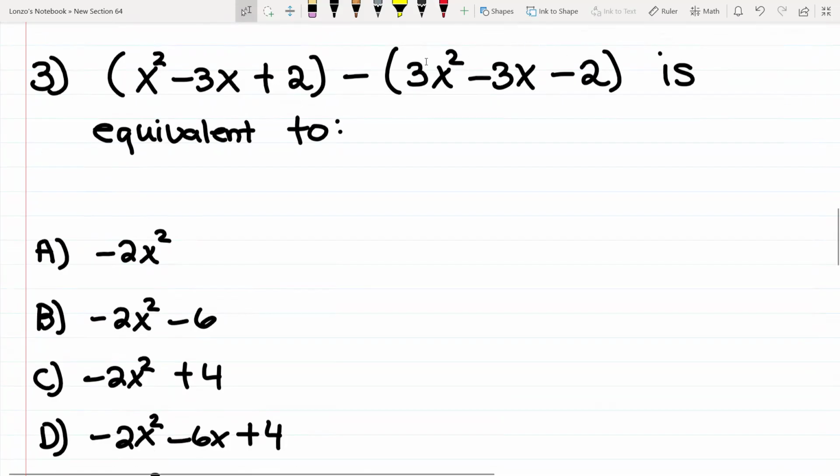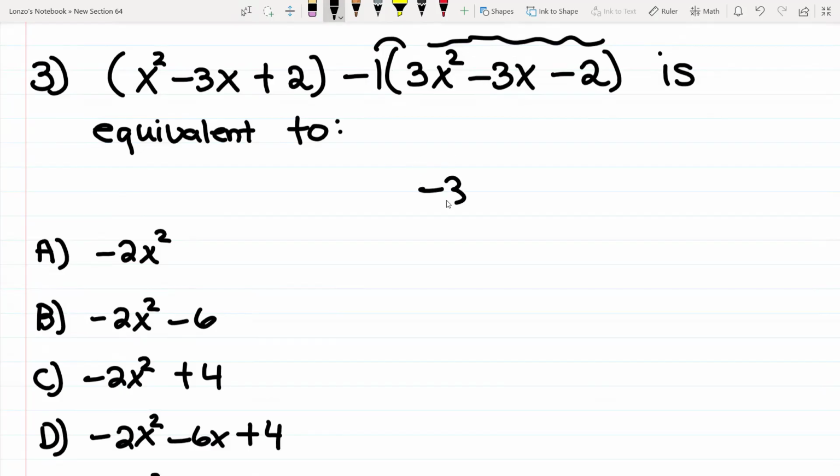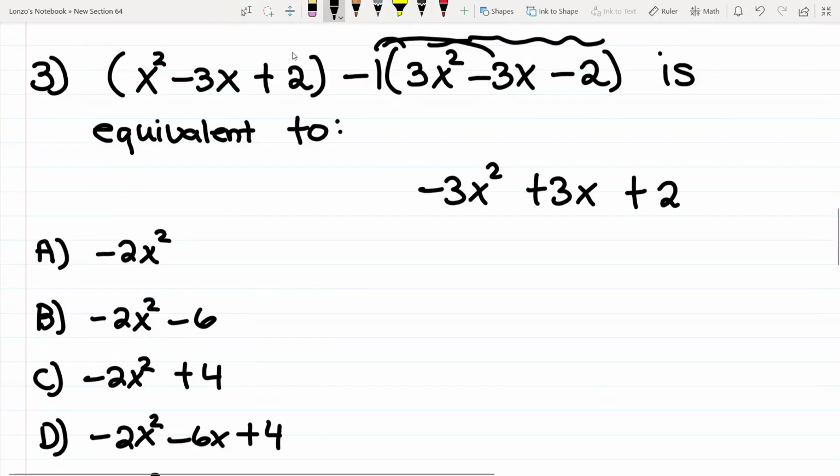It's the same thing here. You can't combine these because they're different powers, right? So all you got to do is you see this minus, it's like an invisible negative 1. So what you got to do is distribute this negative 1. So this is going to be negative 3x squared. Negative 1 times negative 3 is positive 3x. Negative 1 times negative 2 is positive 2. And then we haven't done anything here, so you're just going to bring it down.